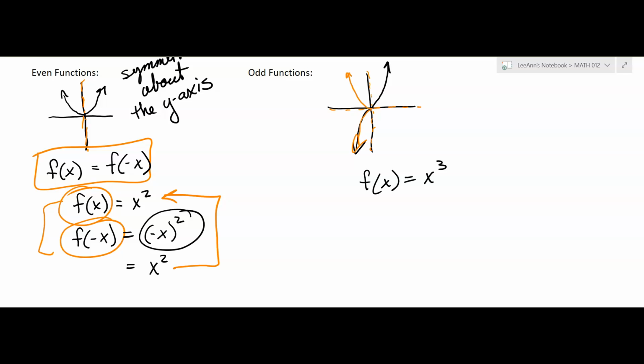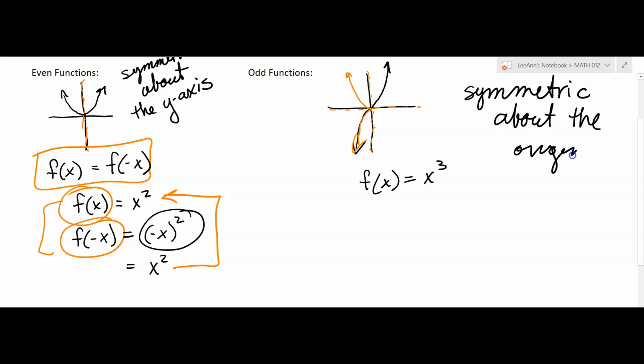We say then that this function is symmetric about the origin. Okay, so symmetric about the origin, being the point 0, 0. You have to do two folds for that one, okay? Now, if you have an odd function, the test for it is f of the opposite of x is equal to the opposite of f of x.